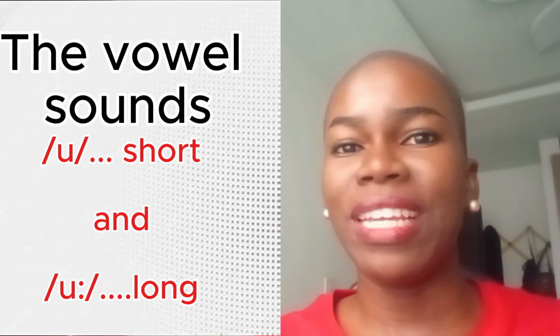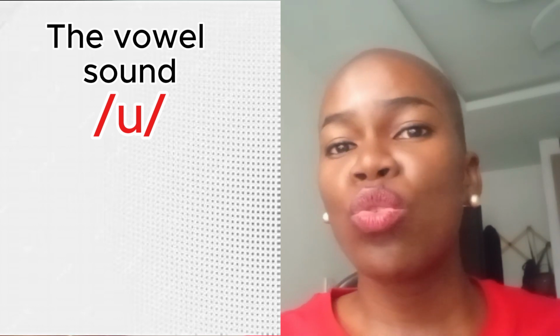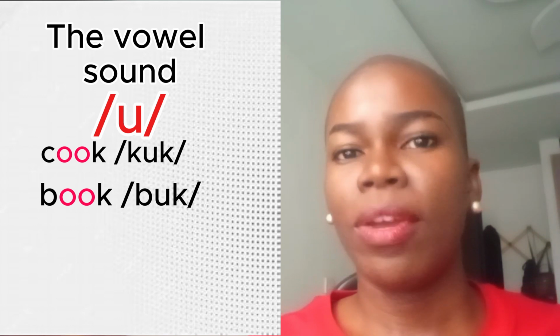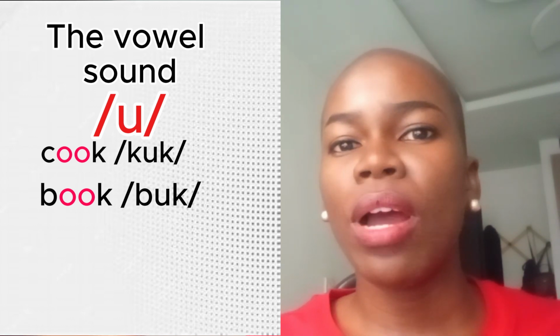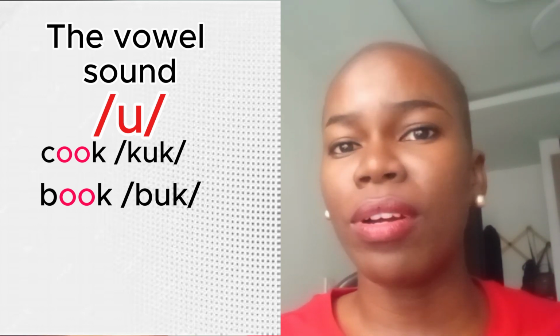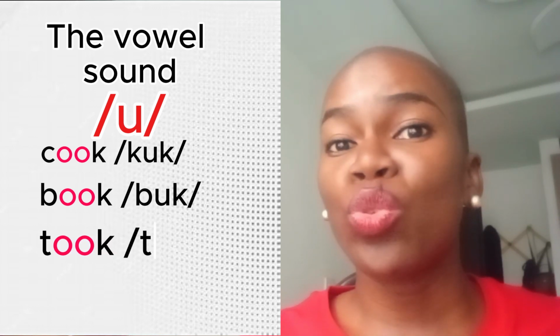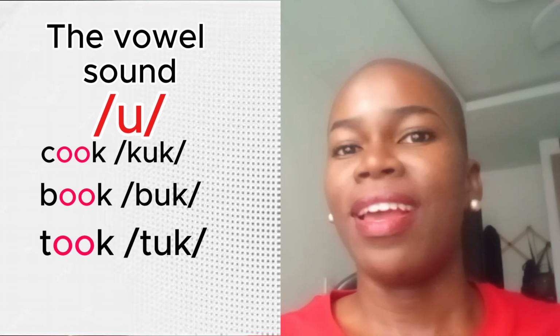The first one is ooh. It is short and sharp. Say ooh. You have it in words that have double O letters, words like cook, book. You can see b-ooh-k, short and sharp. Book, took.